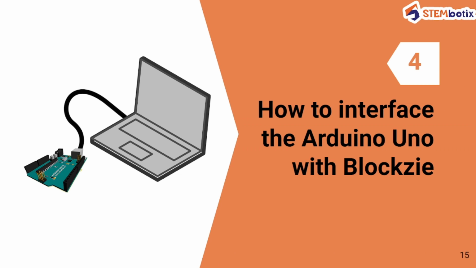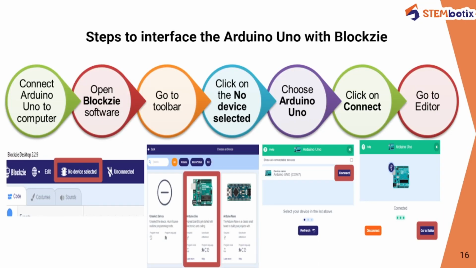So let us see how you can connect this Arduino Uno board with Blockzie. So this is the interface part. These are the steps to interface the Arduino Uno board with Blockzie. So Blockzie helps to program your Arduino Uno board. Hence, you need to first connect this Arduino Uno board to the device through which you are going to do coding. You can use your computer or laptop. So first of all, you need to connect your Arduino Uno board to the computer or whichever device you are going to use. After that, open the Blockzie software, go to the toolbar.